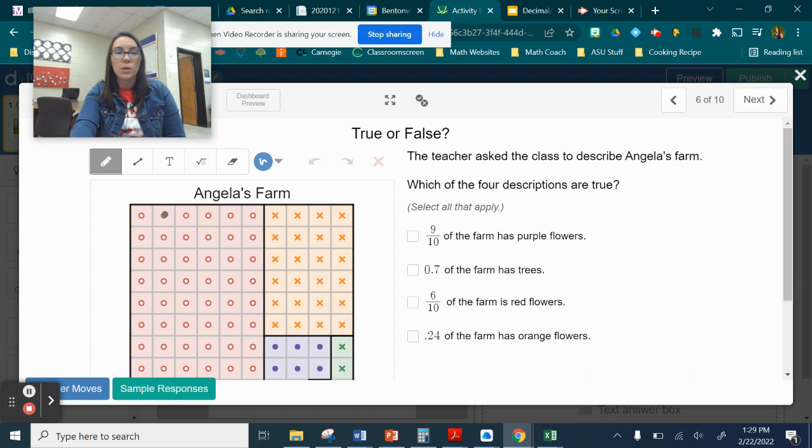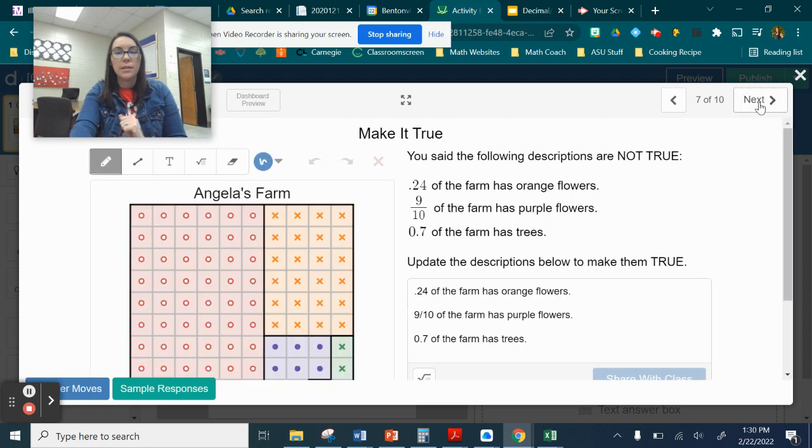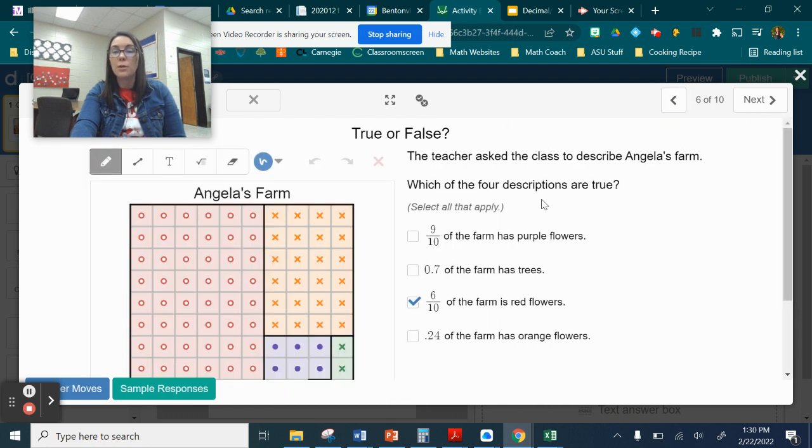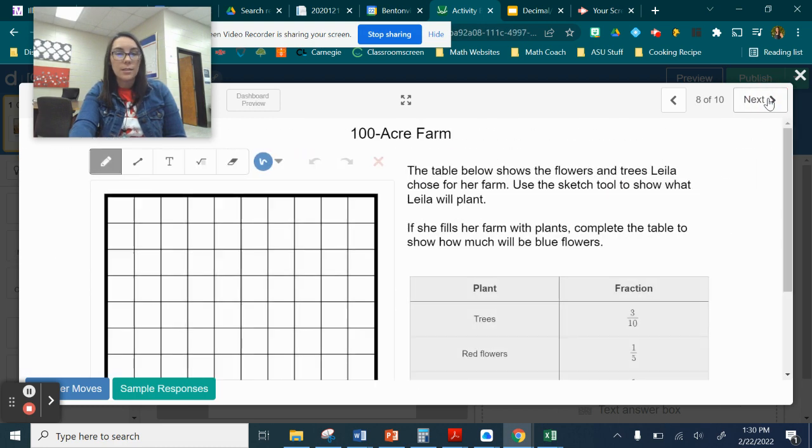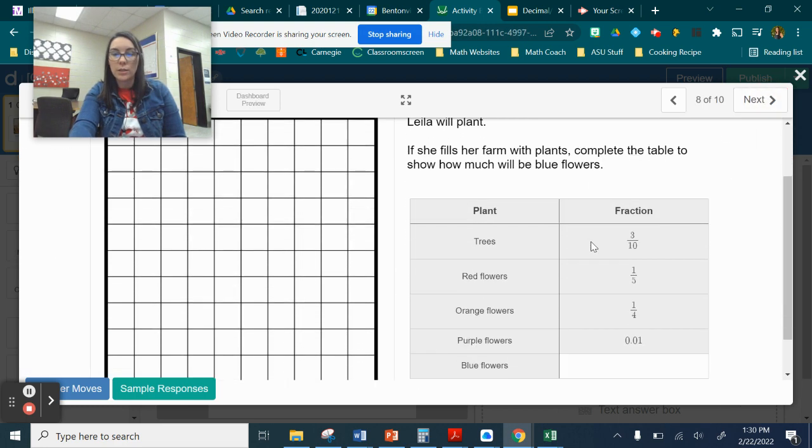So let's look at Angela's. 1, 2, 3, 4, 5, 6. What if we say her 6 tenths is true? Because there are 6 rows of 10. Then it's going to say all of these were wrong, and they're going to want you to rewrite the statement so they are true. Okay, hint, hint, there's probably more than one answer here. Check all that apply.